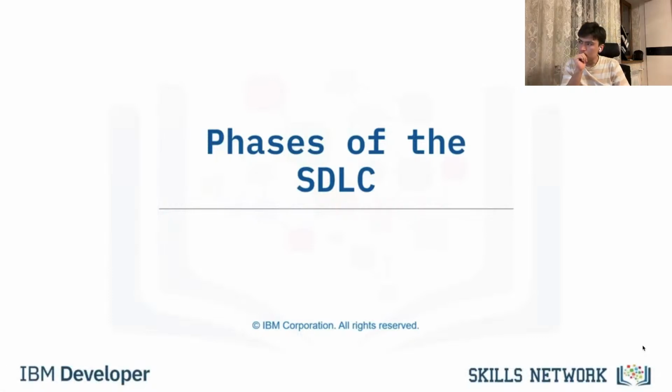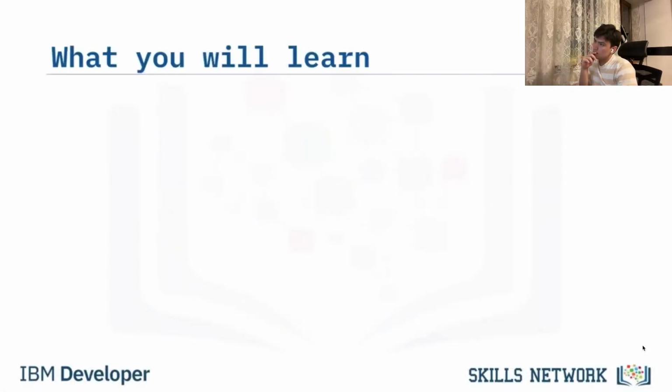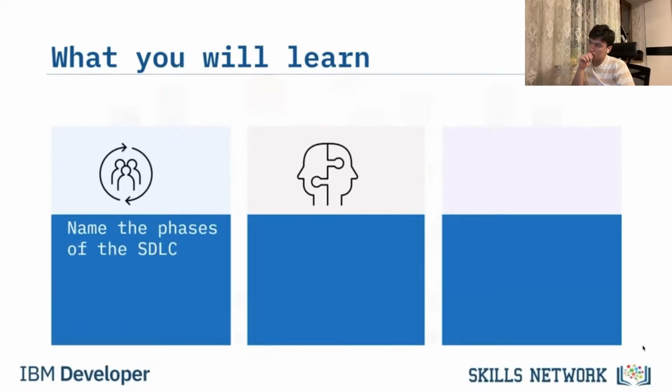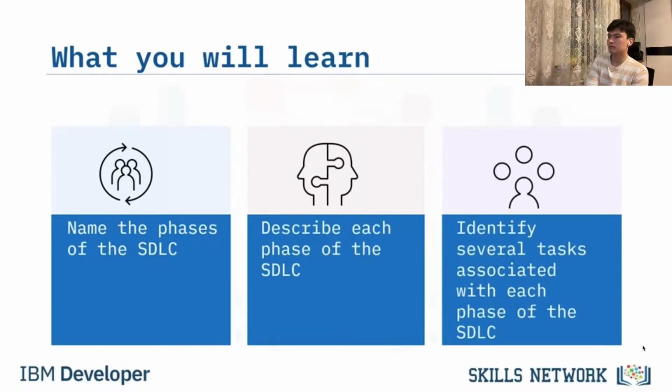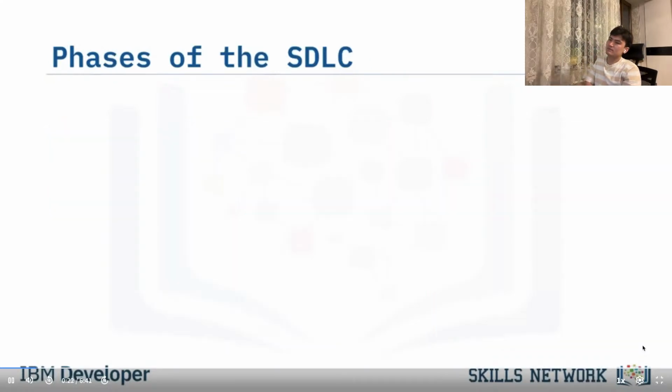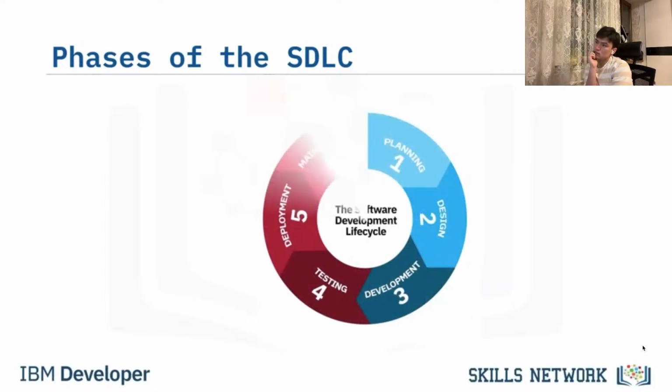Welcome to the phases of the software development lifecycle. After watching this video, you will be able to name the phases involved in the SDLC, describe each phase, and identify several tasks associated with each phase. There are generally 6 phases in the SDLC process: planning, design, development, testing, deployment, and maintenance.